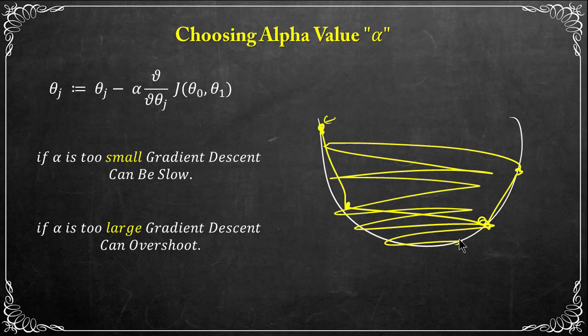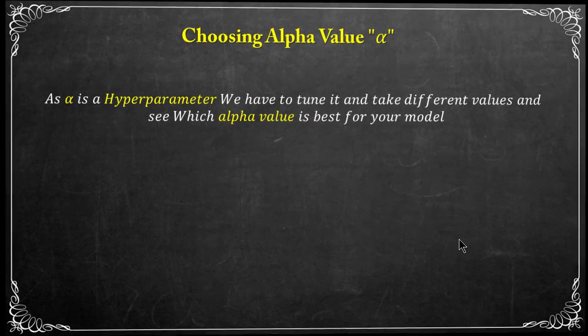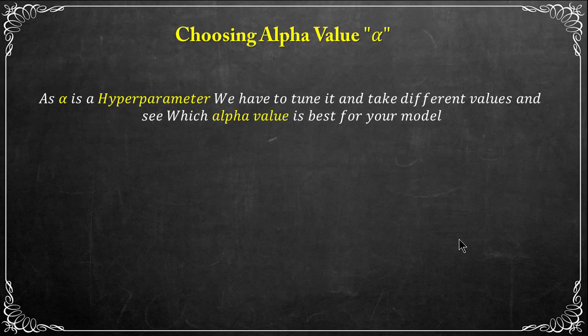Okay, now I think that you got a better intuition about choosing the alpha value: you don't have to choose it too small, you don't have to choose it too large, you only have to tune your alpha. As alpha is a hyperparameter, you have to tune it, take different values and see which alpha value is best for your model. In most cases 0.01, 0.001, 0.0001 are okay, but you have to tune and take different values for your alpha.